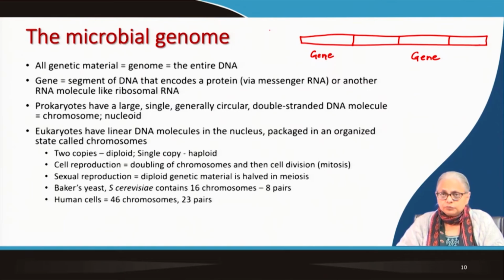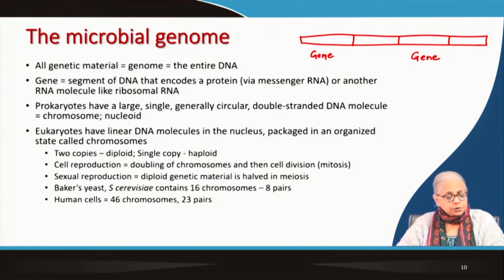Now for the prokaryotes, since we are going to be focusing mostly on bacteria, we know that these prokaryotes have a large single circular double-stranded DNA. That is one single chromosome. Prokaryotes do not have more than one chromosome. They have just one, a single circular chromosome, and they do not have a well-defined nucleus. This single chromosome is scattered throughout the cytoplasm.